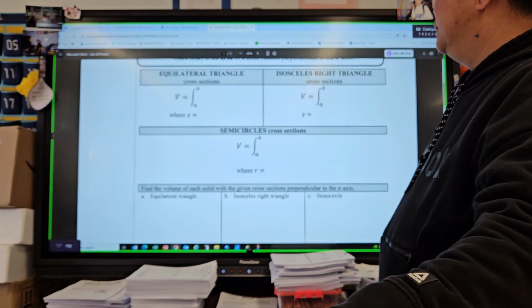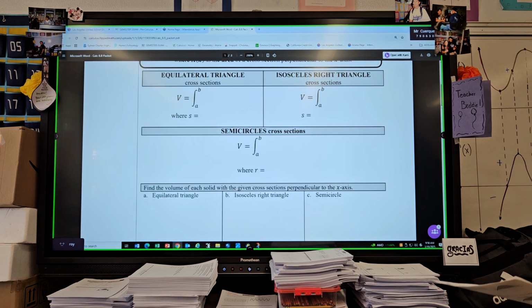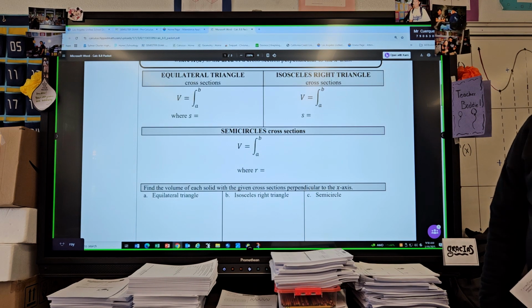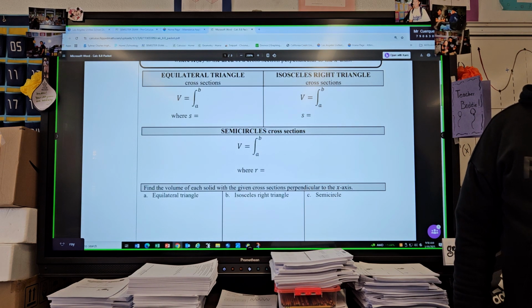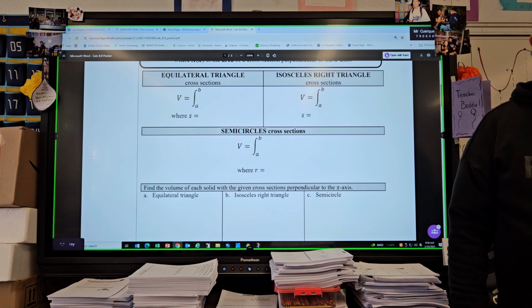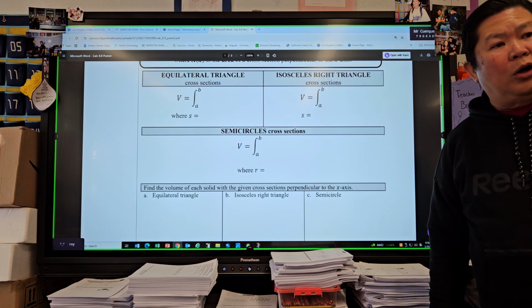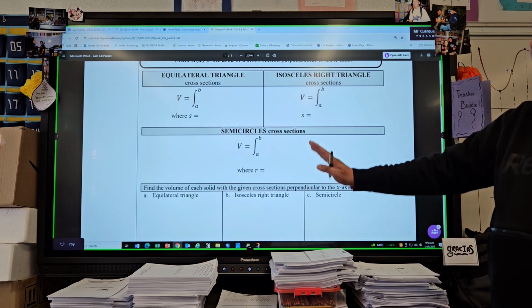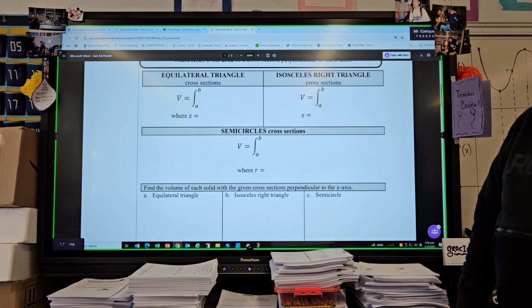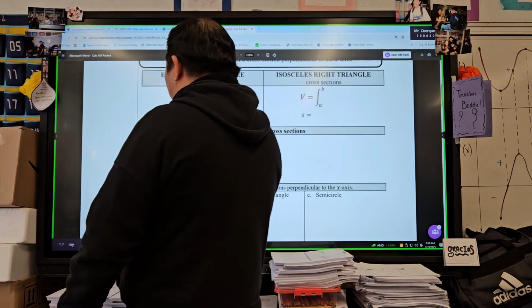So we're gonna have equilateral triangle cross sections. So the volume would be, could anyone recall the formula for the area of an equilateral triangle? Area, half times base times height. Remember, it's gonna be a regular polygon, right? So I'll just give you the formula for equilateral triangle, which is square root of 3 over 4. Okay, square root of 3 over 4.